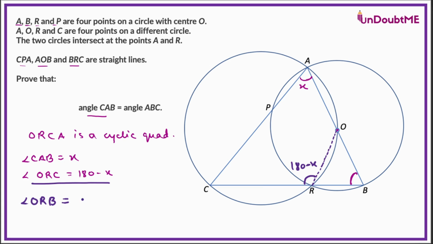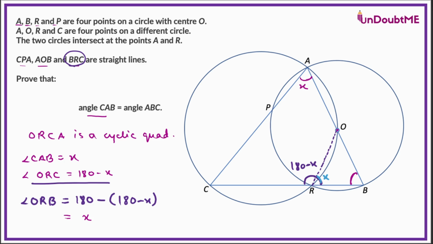will be 180 minus (180 minus X). Why? Because CRB is a straight line, it's given. So this angle is what I'm talking about. If you do 180 minus X, look at the bracket carefully, on solving, this comes out to be just X. Interestingly, I got this angle as X. We are almost 80-90% done.